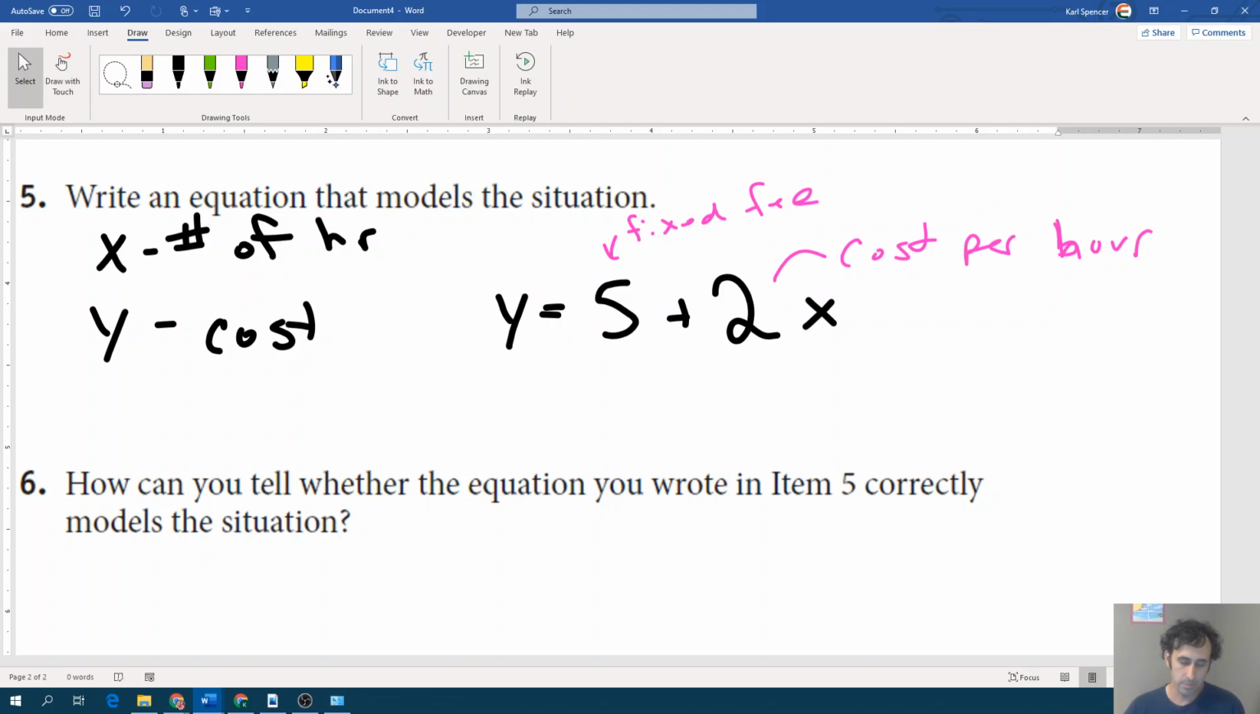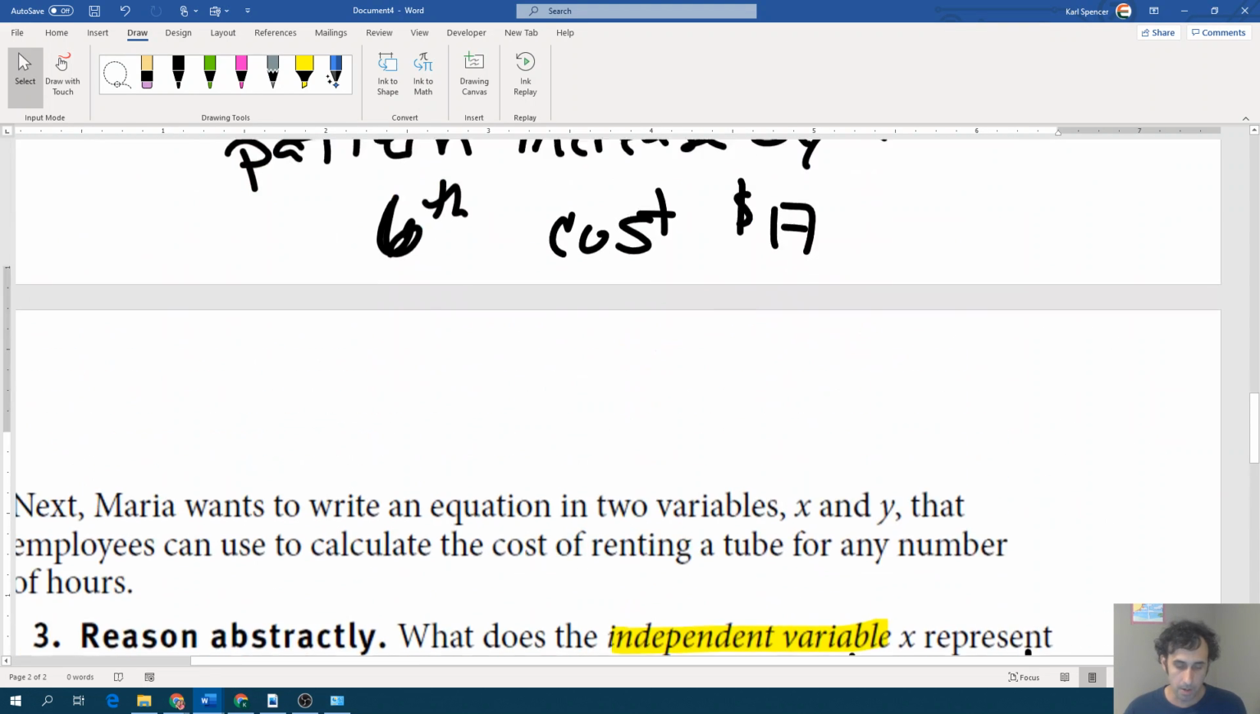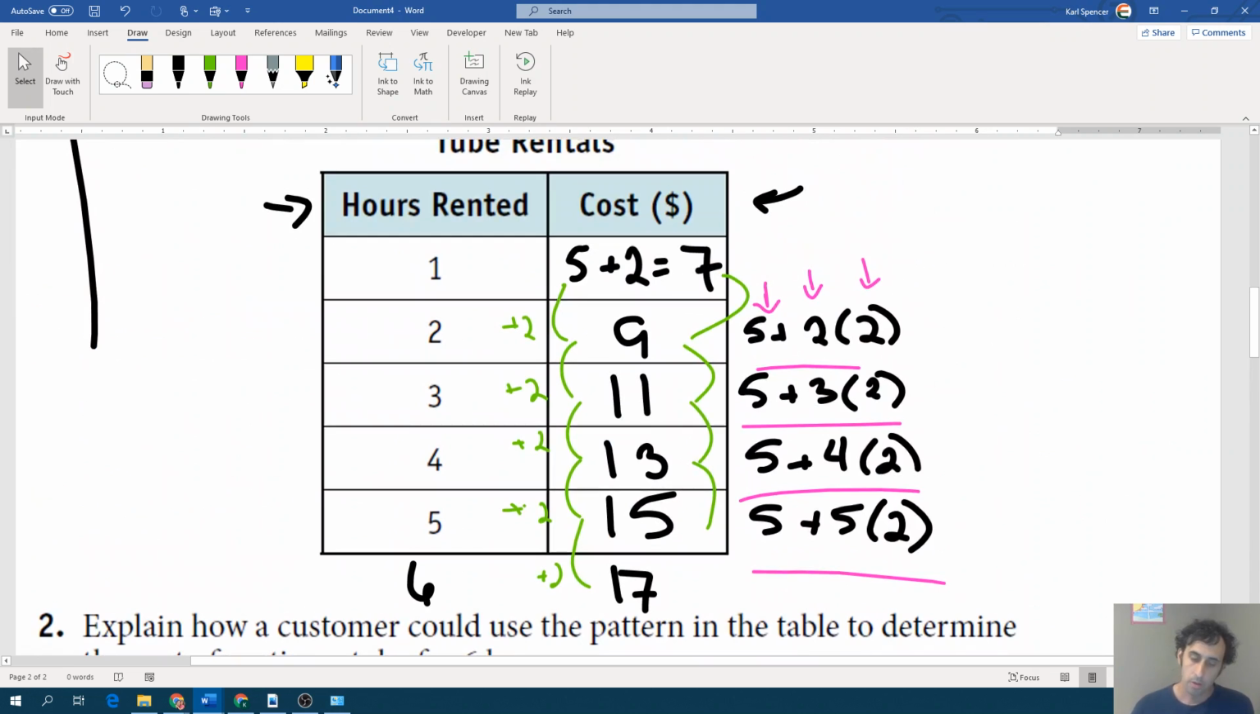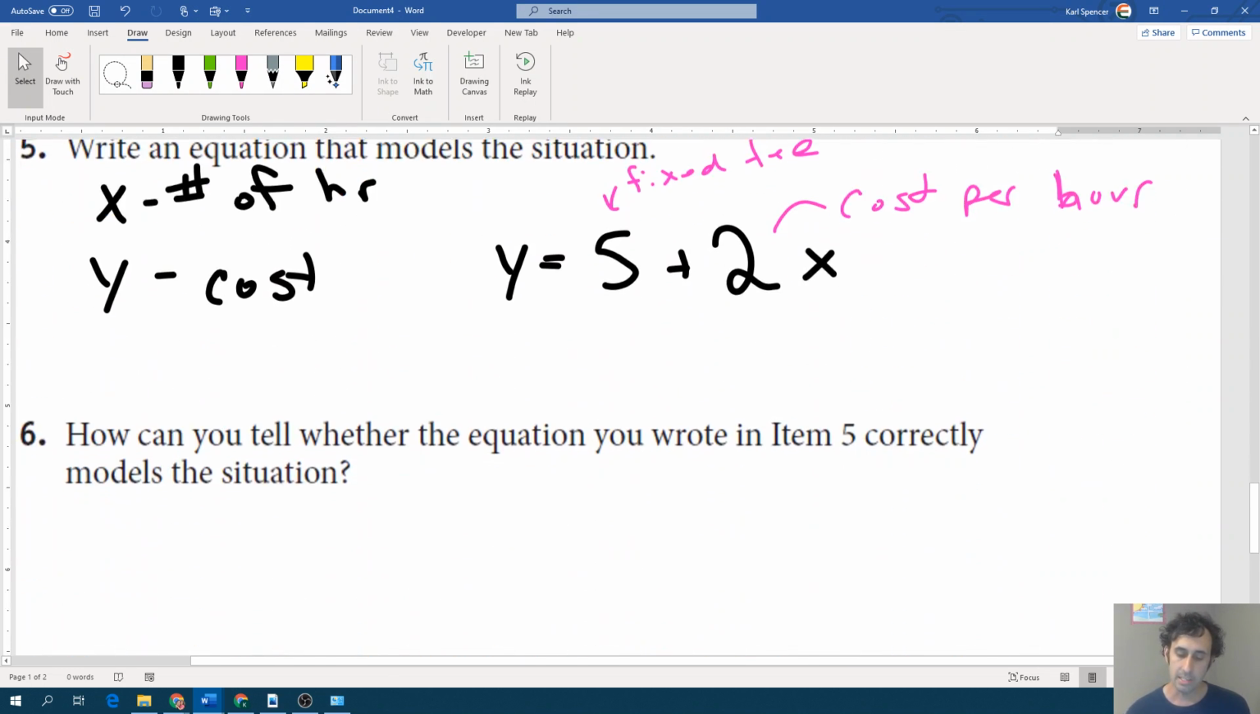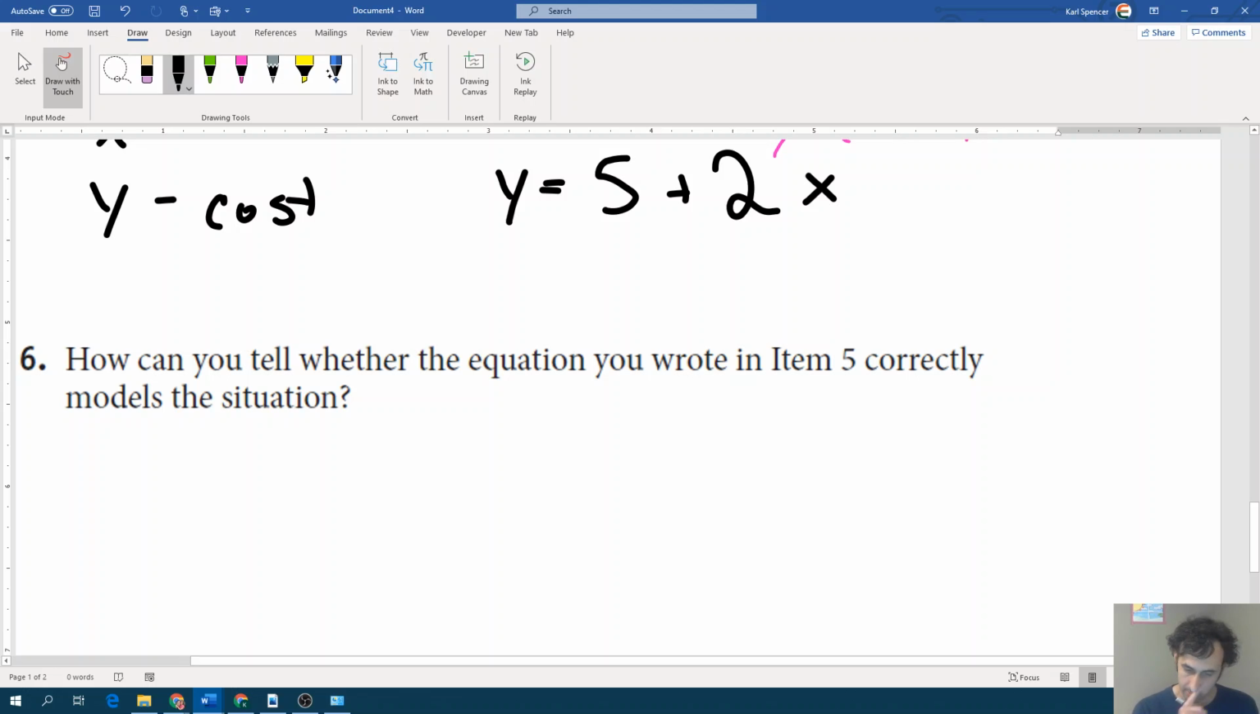So step 6 here, how can we tell if the equation we wrote is correct for our situation? One of the easiest ways is to plug in a value. We know from up above, we already did that table of values, at 1 hour it should cost $7. So let's try putting that information in to see if it actually works.